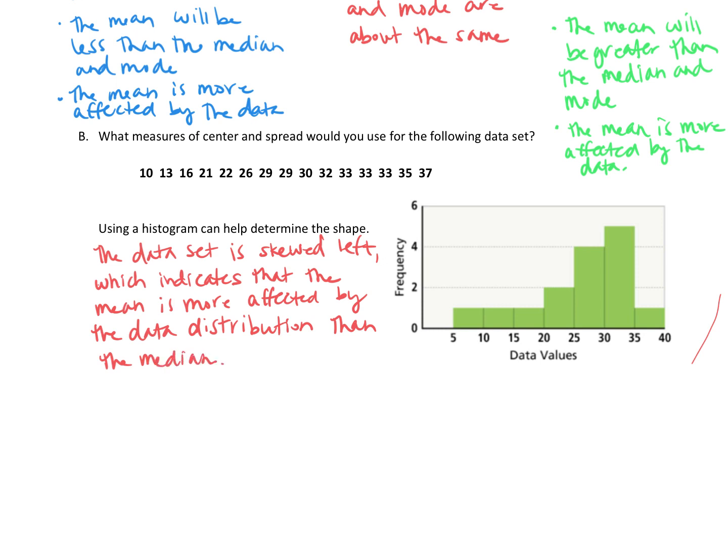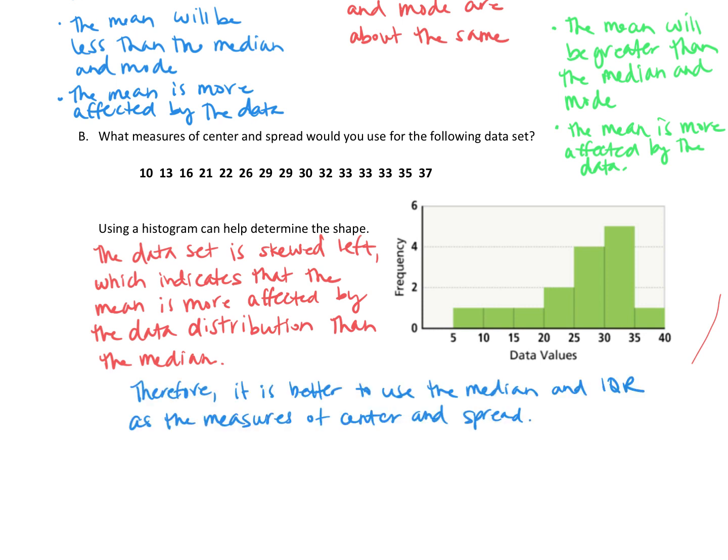The reason why we talk about that is they're asking what measures of center and spread we would use to help describe this data set. We would not use the mean in a data set that is skewed left because the mean is more affected by the data than the median. So a median would be a better measure of center than the mean would. I thought I was recording as I wrote that out, but let's make sure we add this in. Therefore, it is better to use the median and the interquartile range as the measures of center and spread. The median is a measure of the center of your data, and the interquartile range is a measure of the spread.